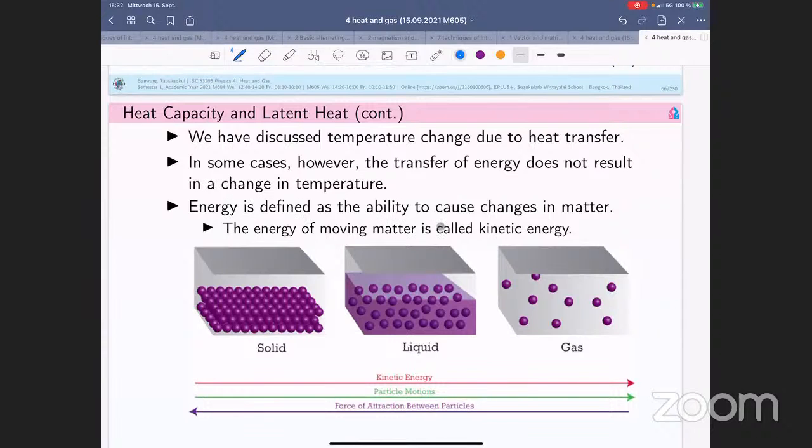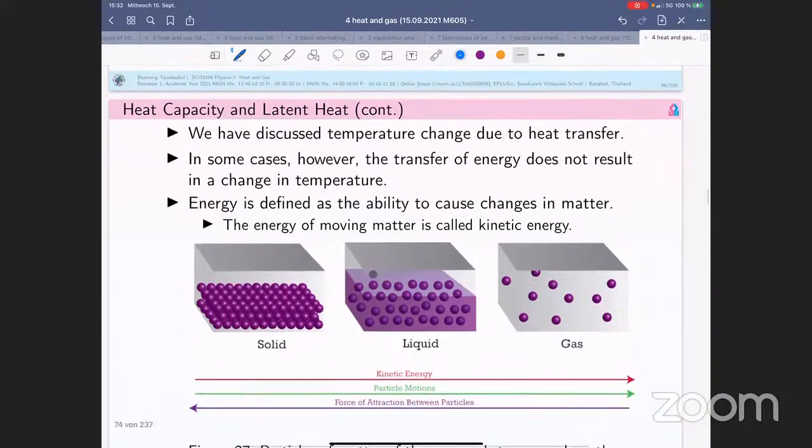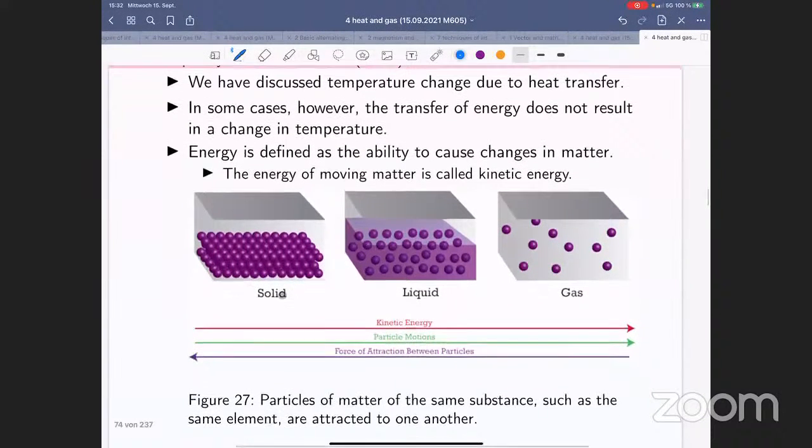Energy is defined as the ability to cause changes in matter. Okay, if you get heat, your body is going to be burned, something like that. The energy of moving matter is called kinetic energy. Okay, this is the basic thing. Kinetic energy is 1/2 mv square, right? That's what you have seen before. But this one, there are 3. We will see the relative kinetic energy of 3 different phases.